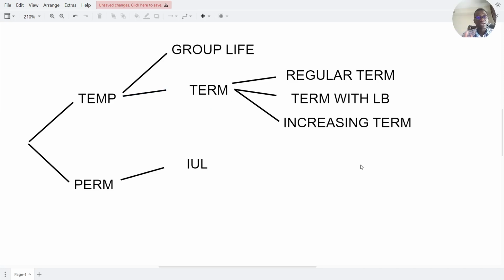The specificity of IUL is that IUL is flexible when it comes to premium payment. You can skip payment for a long period of time. You can also increase how much you want to pay. So basically what happens is that the insurance company is going to provide you a guideline.